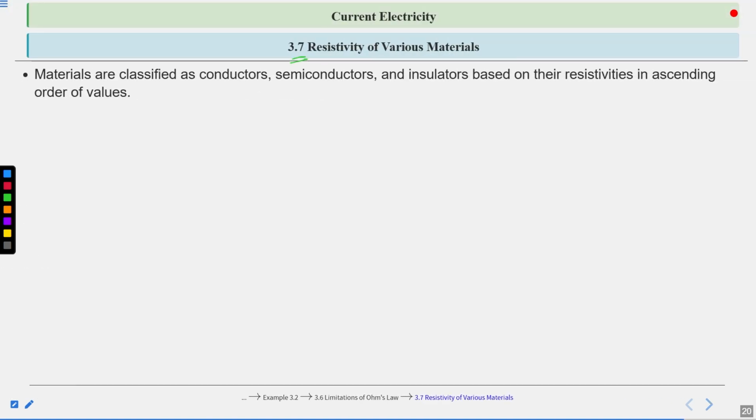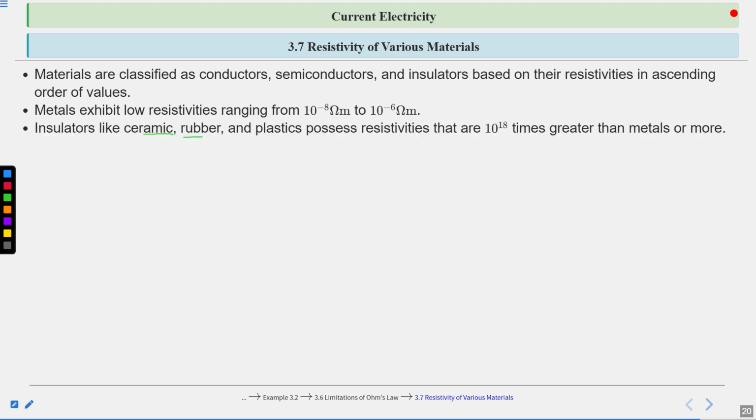Now 3.7. Materials are classified as conductors, semiconductors and insulators based on their resistivities in ascending order of values. Metals exhibit low resistivity. What is resistivity? It is the ability of a conductor to resist the flow of charges through it, which is less for conductors because they allow the flow of charges. So metals exhibit resistivities ranging from 10⁻⁸ ohm meter, ohm meter being the unit of resistivity, to 10⁻⁶ ohm meter. Metals exhibit very little resistivity because they are good conductors.